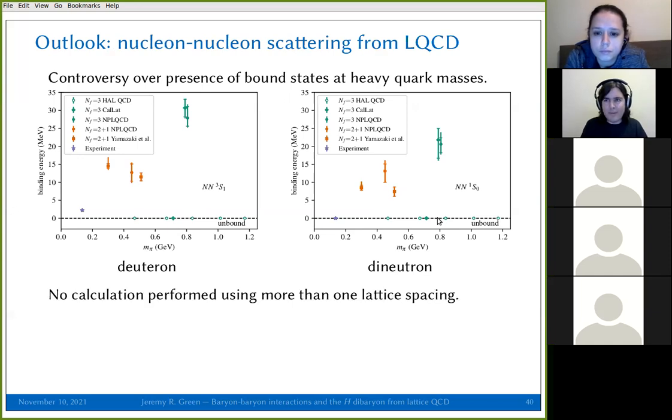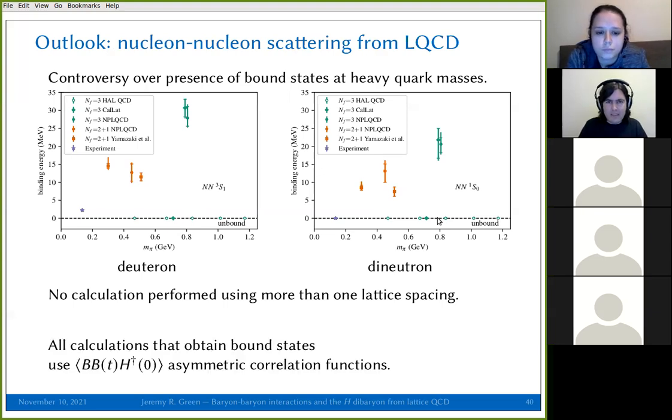Now, one big problem that comes up is that no calculations were performed with more than one lattice spacing. And so potentially this is a large systematic uncertainty affecting all of these. And likewise, every calculation that obtains a bound state uses this sort of asymmetric correlation function that is potentially affected by the false plateau problem. So this is an area where there's a lot of room for new work, and of course I have data on this, and it's in the pipeline.